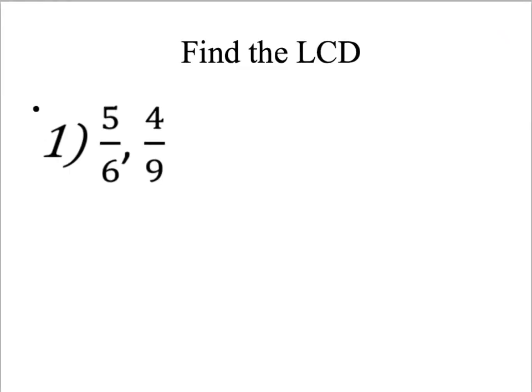So, let's find the lowest common denominator of 5/6 and 4/9. Now remember that lowest common denominator is just the lowest common multiple, or the LCM, of the denominators of your two fractions. So we need to find the lowest common multiple of 6 and 9. To do that, first we're going to write down all the multiples of 6 and 9.